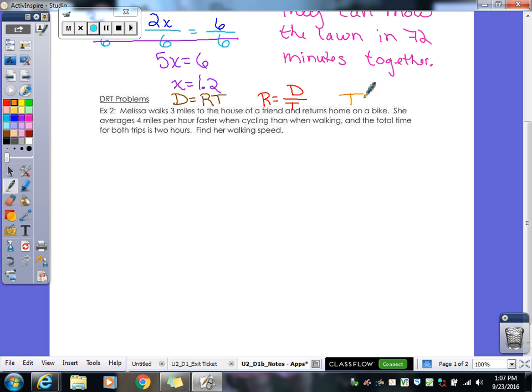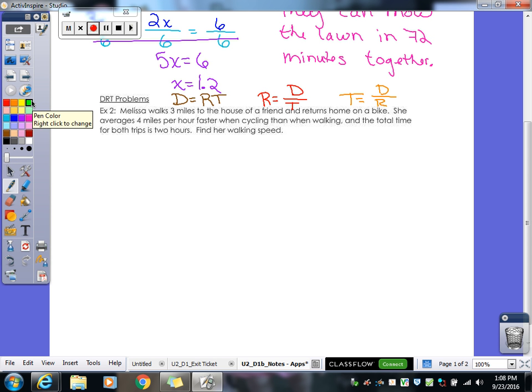Now what if I rewrote it for time to be by itself? What would time equal? Distance divided by rate. Because again, I would go back here. You would divide by the r to get t by itself. So it's distance divided by rate. So it's the same formula, just rewritten in a couple of different ways. We're going to want to use some of those different ways in our equations here.